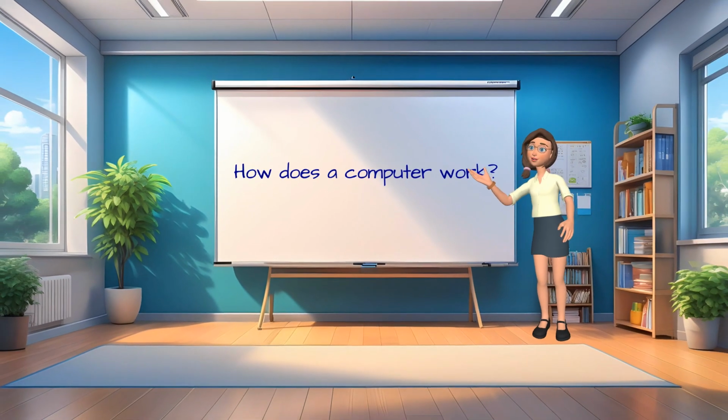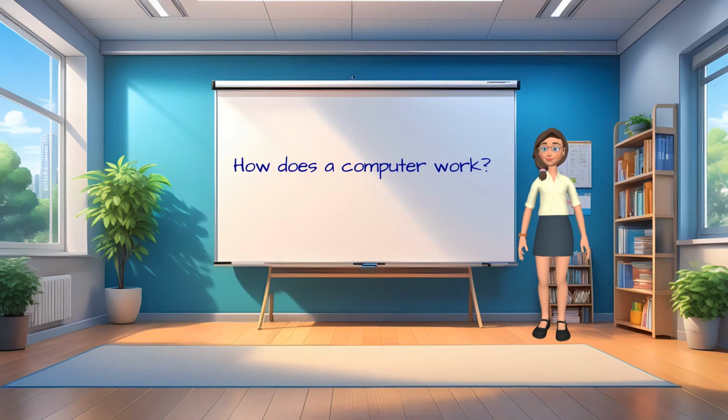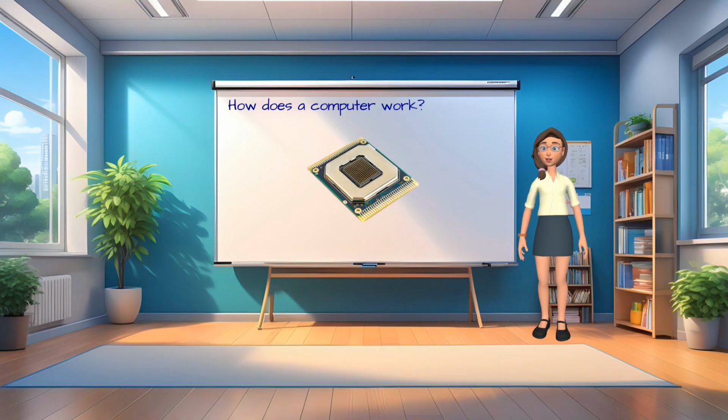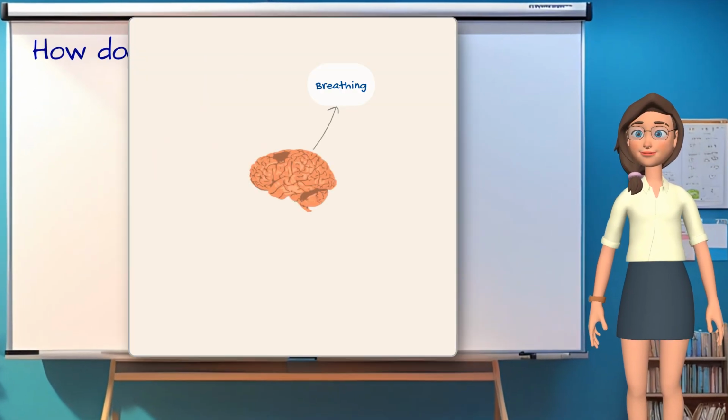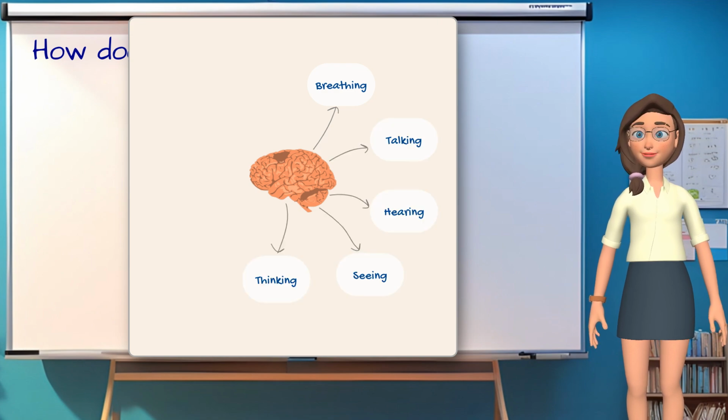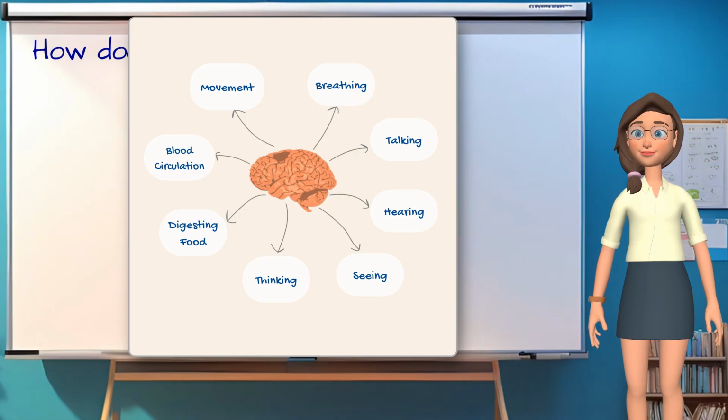Now let's talk about how a computer works. The processor of a computer is also known as the CPU or central processing unit. The CPU is like a human brain. The brain controls all our bodily functions, such as breathing, talking, thinking, and other essential activities.